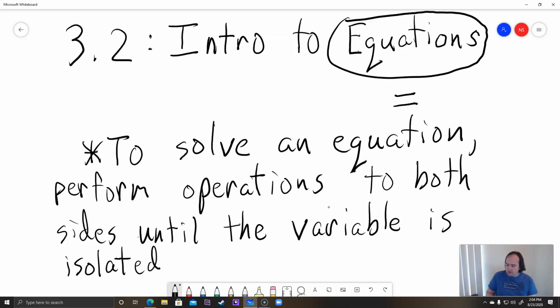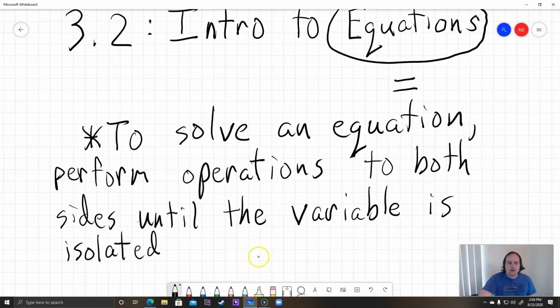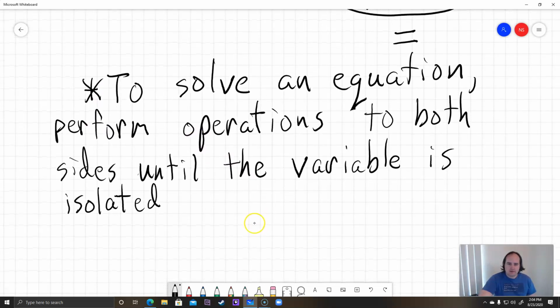Okay, so your goal here is to get the variable by itself on one side of the equation, and then you're going to have a number on the other side. So for example, you could end up with x equals -3 as your answer. Okay, but you're going to have to perform operations to both sides, so addition, subtraction, multiplication, or even division sometimes. And as long as you perform the exact same operation to each side of the equation, you're going to find that you'll be able to solve the equation.